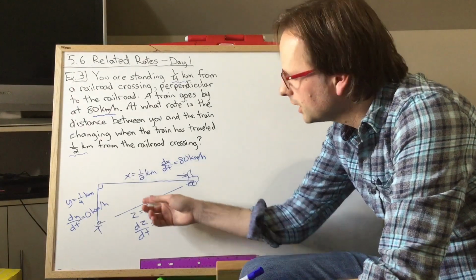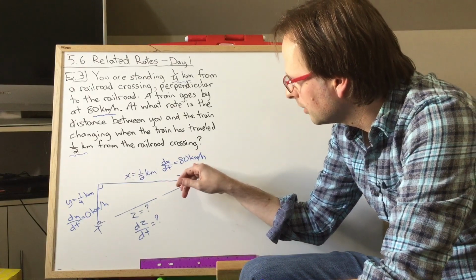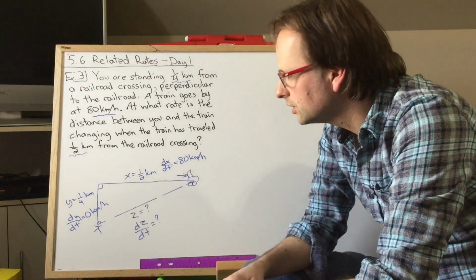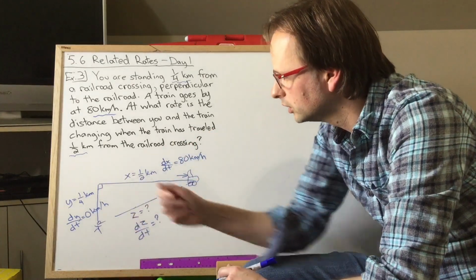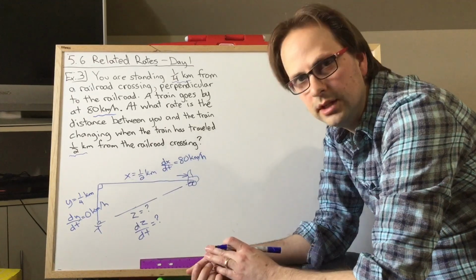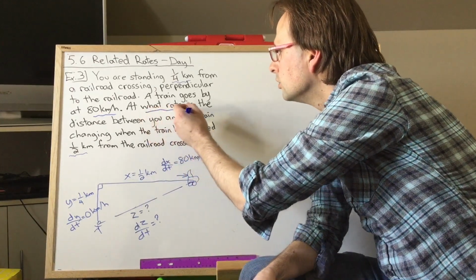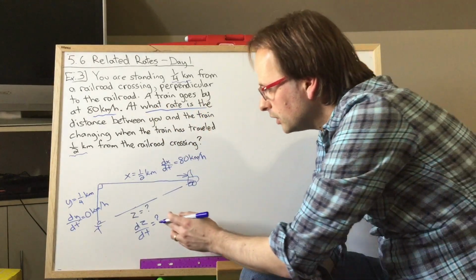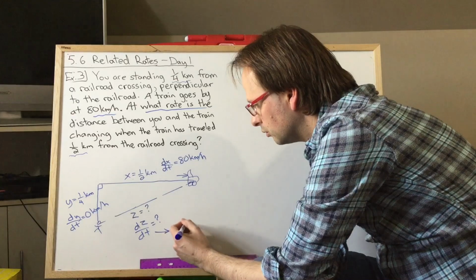So hopefully now this diagram makes a little more sense. X is increasing at a rate of 80 kilometers per hour. Y is not changing at all. X is a half kilometer down the track. Y is a quarter kilometer from the railroad crossing. Z and dz by dt are unknown. We want to know what the rate of change is. So in the end, this is what we want. dz by dt. We want.